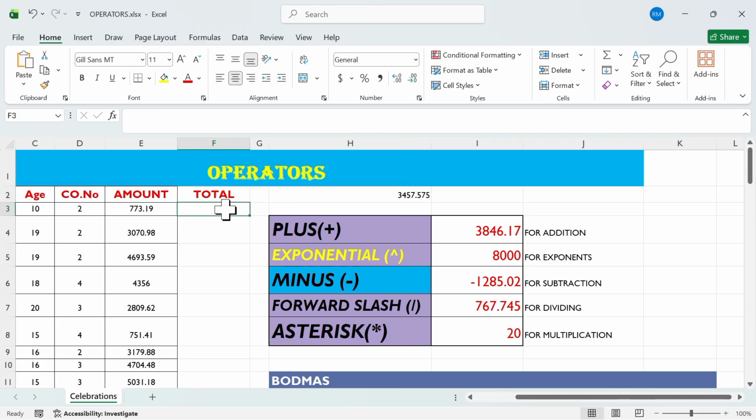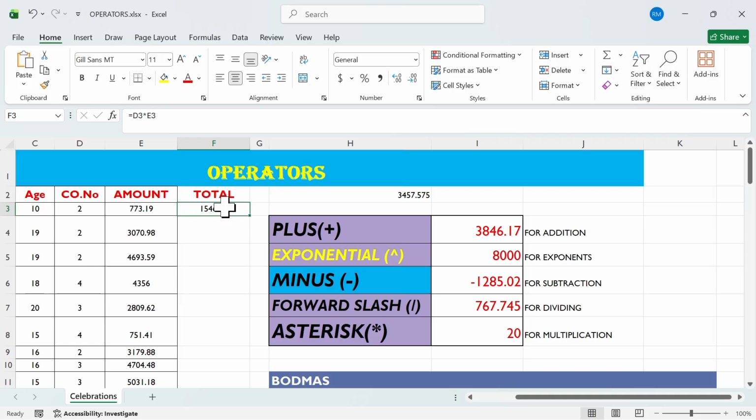Okay, let's try to fill in our total here. So we want to see this person is contributing 773.19, but is contributing 2 times. So this was only for the first time. If he's contributing 2 times, then it means I have to multiply this one and this one to get the total amount. So what are we going to do? I'm going to say equal sign this 2, then my asterisk, which is multiplication, and then followed by this cell, then I press enter. So this is what I'm going to get.